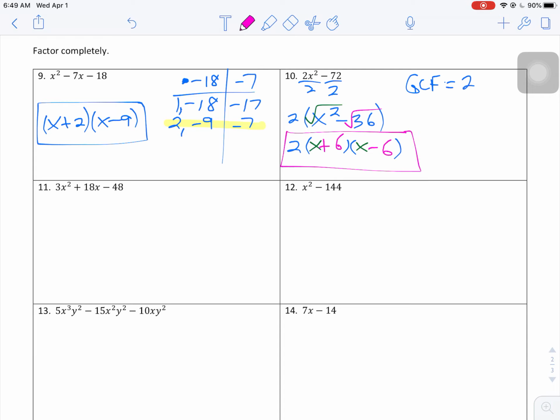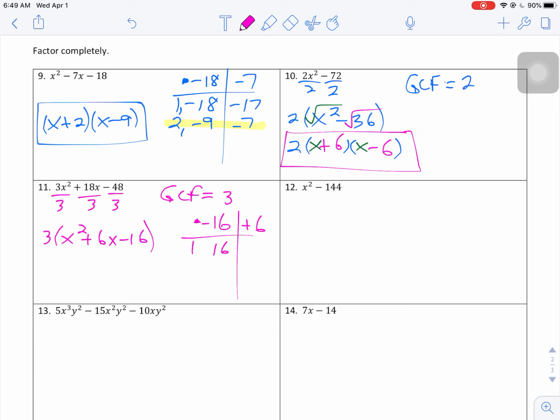Number 11, GCF is 3. So I want to divide a 3 out of everything first. And then when I look at my leftovers, it's a basic trinomial. So I want 2 numbers that multiply to negative 16. Those same 2 numbers want to add to 6. I'm multiplying to a negative, so one of my numbers has to be negative. I'm adding to a positive number, so I'm going to make my smaller number negative.